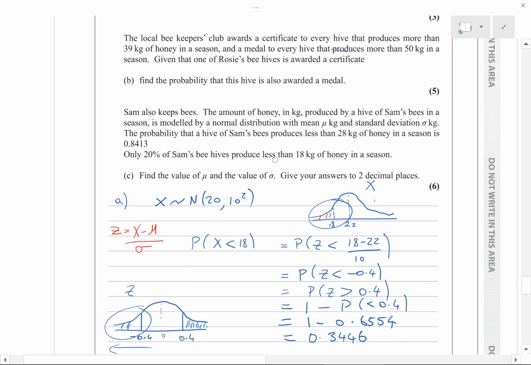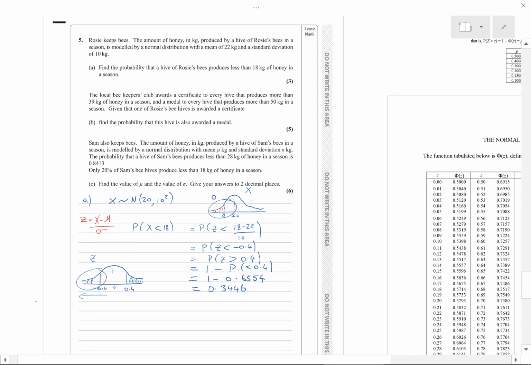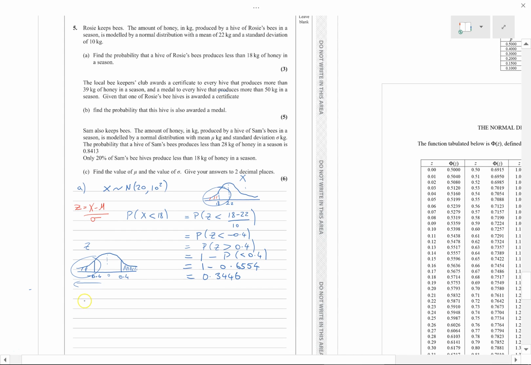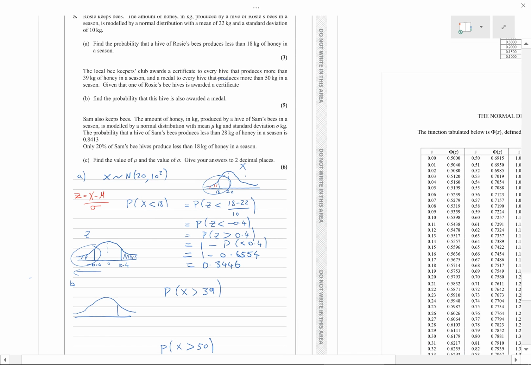So this is another conditional probability situation, which looks kind of similar, as you'll see in a moment, for those of you who've looked at the other video on question 3 or 4. We need to work out the probability that x is greater than 39. We also need to work out the probability that x is greater than 50. And then we can deal with the probability bit after that. So let's talk about that first of all.